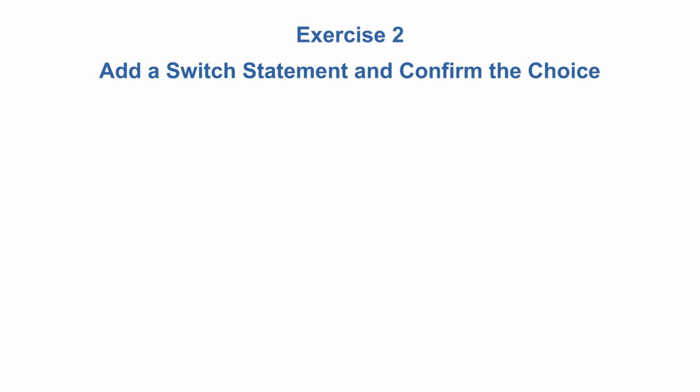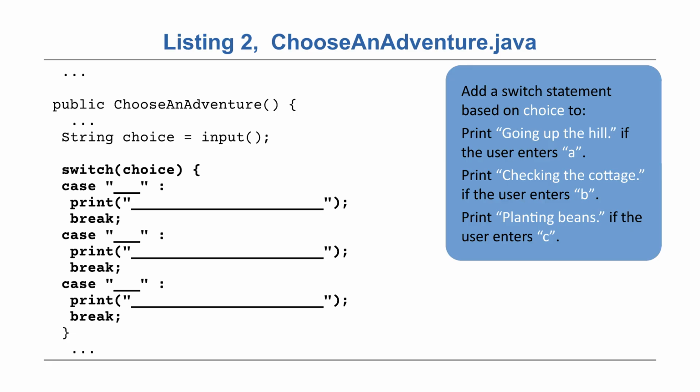Exercise 2. Add a switch statement and confirm the choice. Add a switch statement based on choice to print going up the hill if the user enters A, print checking the cottage if the user enters B, and print planting beans if the user enters C. Run it. What happened? It should have printed the appropriate messages for entering A, B, or C.